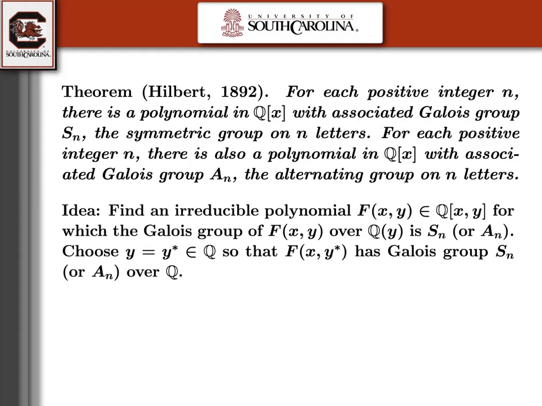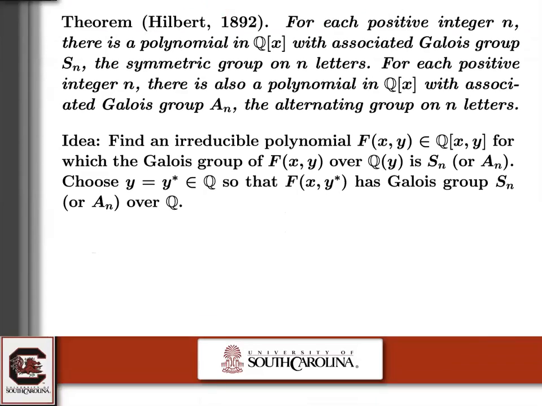And again, the idea is to find a polynomial in two variables, f of x, y, with rational coefficients, such that the Galois group of this polynomial as a polynomial in x with coefficients from Q of y is Sn, or An if you're trying to prove something for the alternating group. And then to show that you can find rational choices for y so that the polynomial f of x with those y values has Galois group Sn, or An over the rationals. So that's the rough idea of what he does.